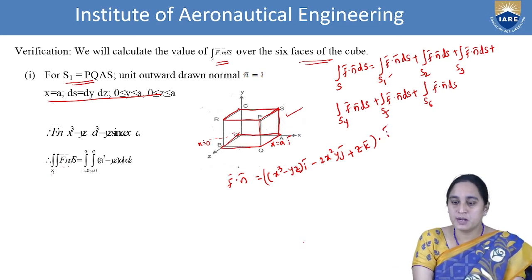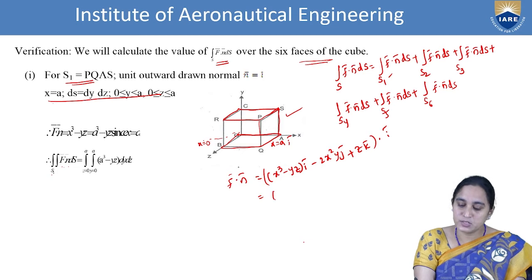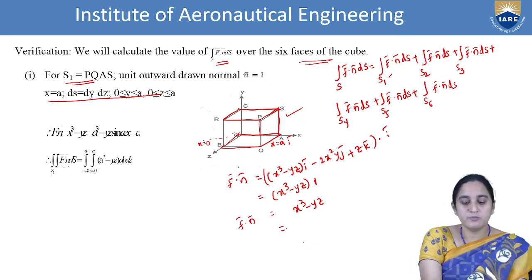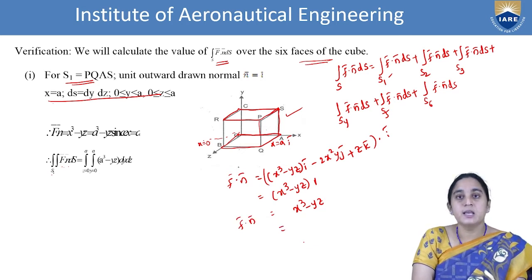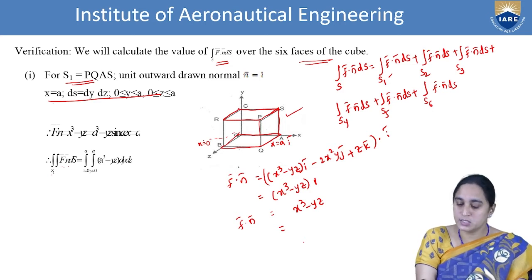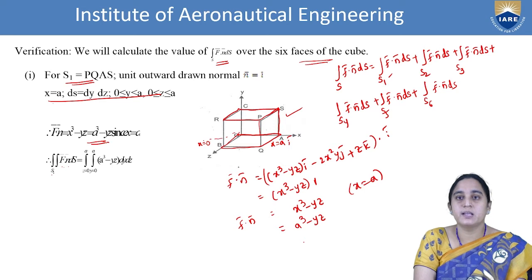Therefore, multiplying both vectors, since n bar is only i bar, you have to multiply the i bar coefficient of the first vector with that of the second vector. The i bar coefficient of the first vector is x cube minus yz and that of the second is 1, that is x cube minus yz. That is f bar dot n bar. But from the question conditions, for the first face, x is equal to a. Now substitute here, that is a cube minus yz, since x is equal to a.